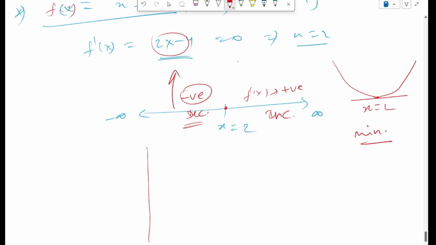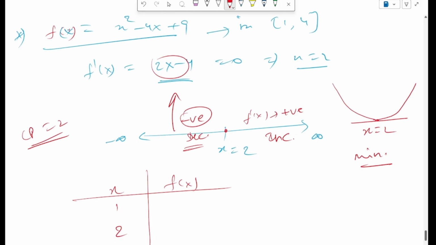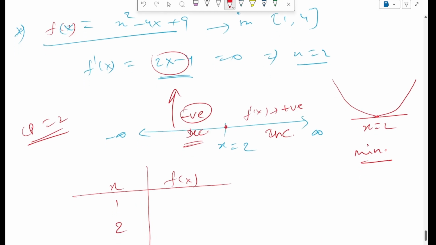We will make a table now. This is x and this is f(x). First put the extreme points 1 and 4, and between these end points put all the critical points. Here we had only one critical point, which was x equal to 2. Now calculate the value of the function on all these points.